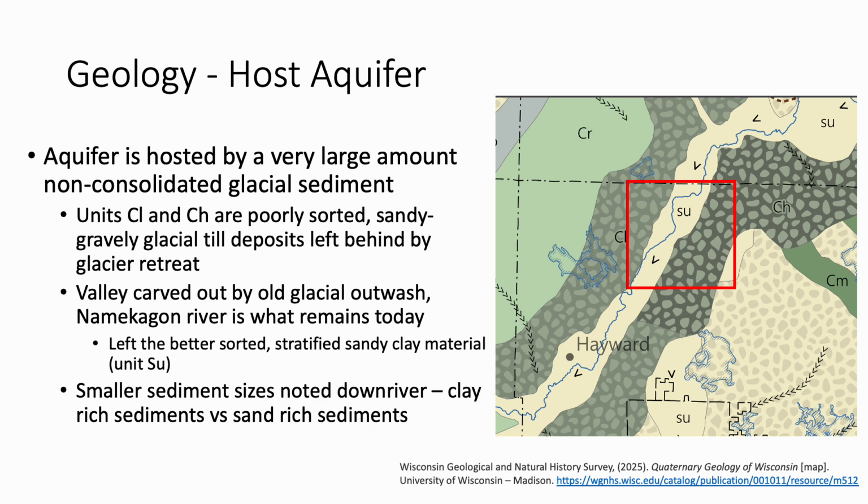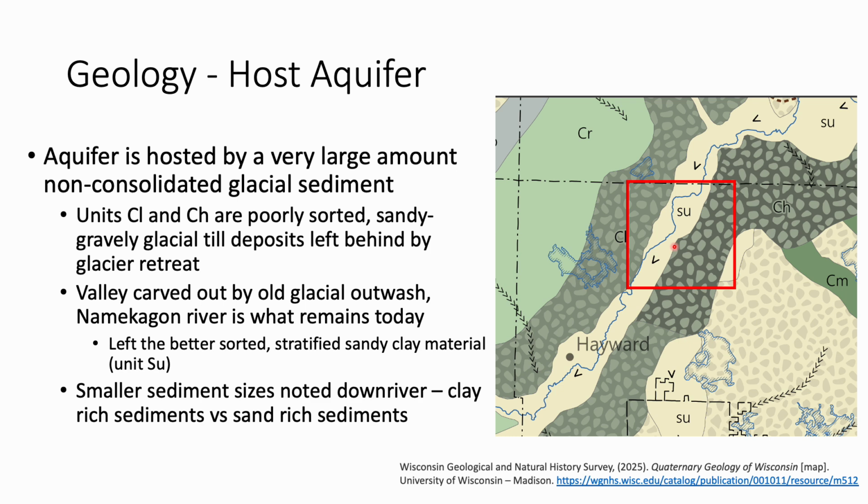All right, so now onto the actual aquifer. This groundwater is going to be hosted by a very large amount of non-consolidated glacial sediment. As we can see in this map here, you can see the same valley type figure you see in the original map. So first thing I'd like to point out, along the sides here, this unit CL and unit CH. These are pretty similar. Both of them are very poorly sorted, sandy to gravelly type glacial till deposits that were left behind by glacial melt retreat.